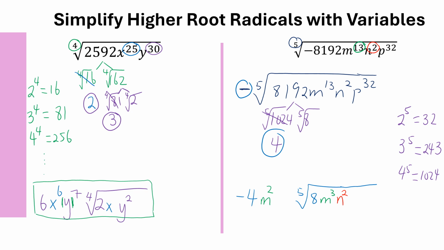And then for p, the exponent is 32. So 5 can go into 32 6 times maximum because 5 times 6 is 30, and there's still 2 remaining. So therefore, it's p squared inside.